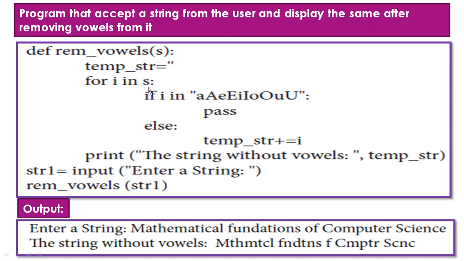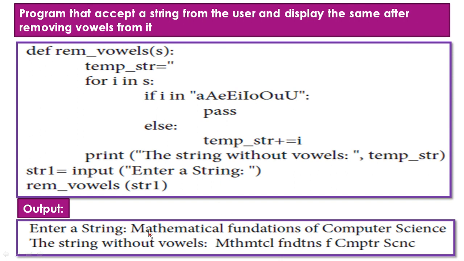Here is the working of for i in s. S means str1, mathematical foundations of computer science. The first character is m. Is m in A, E, I, O, U? So here m is not in the vowels list, so the else case is executed. So temp_str is appended by capital M.